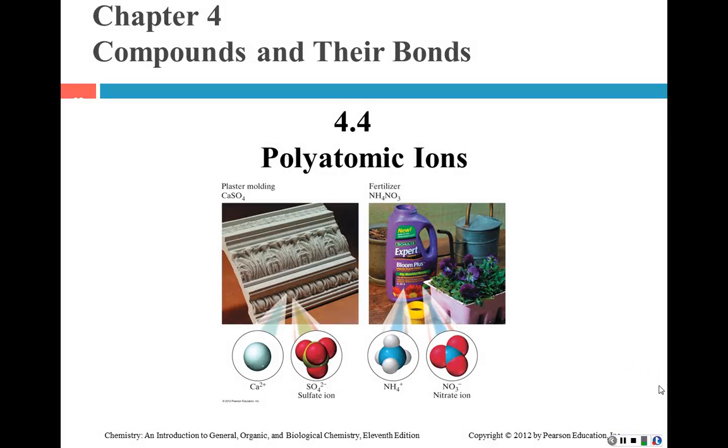Hello, welcome to section 4.4 of chapter 4, Compounds and Their Bonds. We're going to be looking at the polyatomic ions in this chapter. Poly means many and atomic means atoms. So this is where we have some ions that are multiple types of elements that are together, okay? Like the sulfate and the nitrate and the ammonium ions.